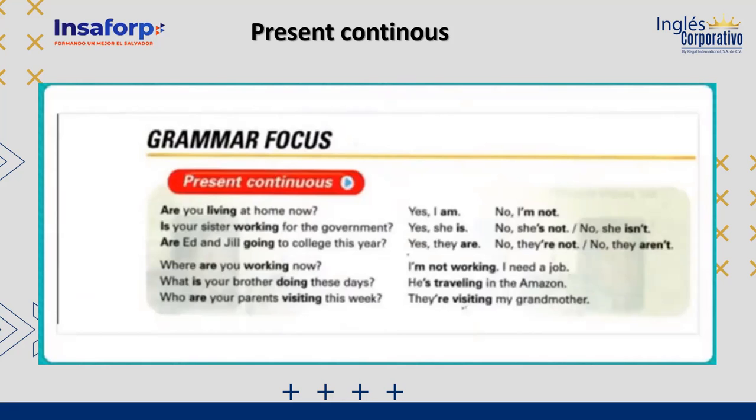Are Ed and Jill going to college this year? Yes, they are. No, they're not. But no, they aren't. And then we have information questions too. Where are you working now? I'm not working. I need a job. So what is your brother doing this day? He's traveling in the Amazon. Who are your parents visiting this week? They are visiting my grandmother.